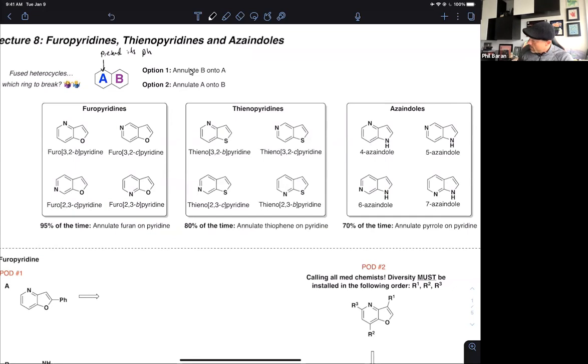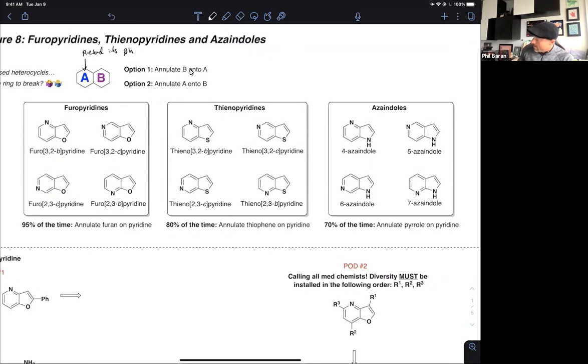Now, the general rule of thumb for azaindoles, as you see here, is about 70% of the time, you're going to start with a pyridine and annulate onto that a pyrrole. For thienopyridines, it becomes more popular to annulate the thiophene. And finally, for furopyridines, almost always, you're going to be annulating the furan onto the pyridine. But these are my rule of thumb over the past many years of consulting. It's definitely not a guaranteed strategy. And we're going to see today many examples of where those 5%, 20%, and 30% cases are really strategic.